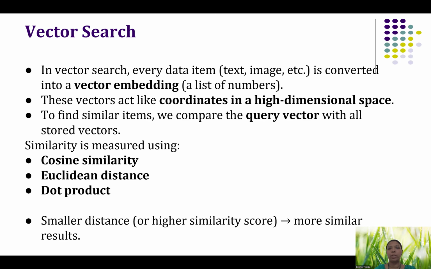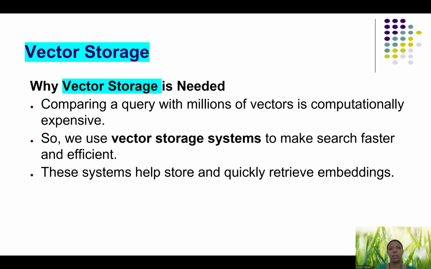We can compare the query vectors with all other stored vectors, so you can easily do any kind of search. This kind of similarity search can be done using measures like cosine similarity, Euclidean distance, and dot product. Since the vectors are plotted in a high dimensional space, we can easily find the similarity between them, using cosine similarity or Euclidean distance or dot product. We can easily find the distance.